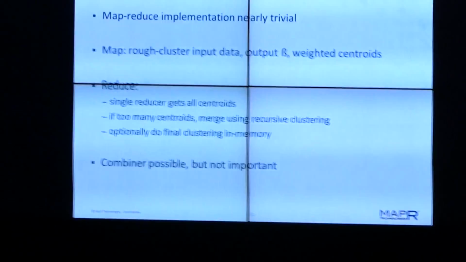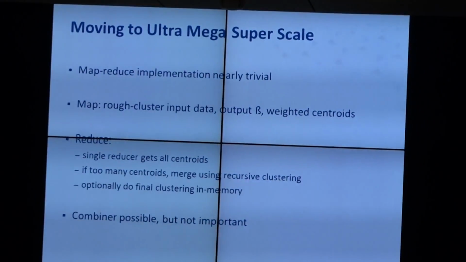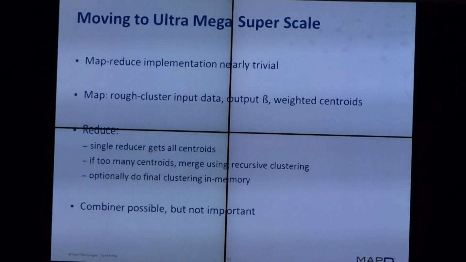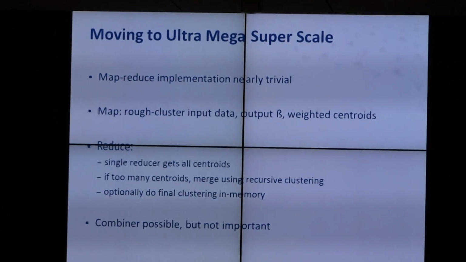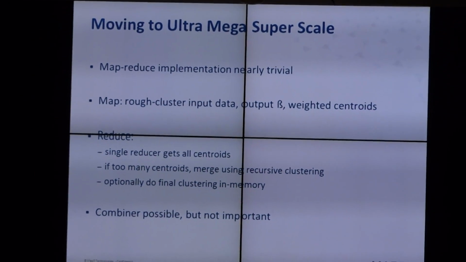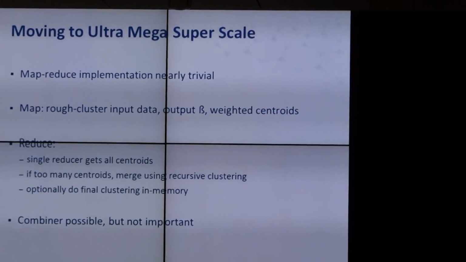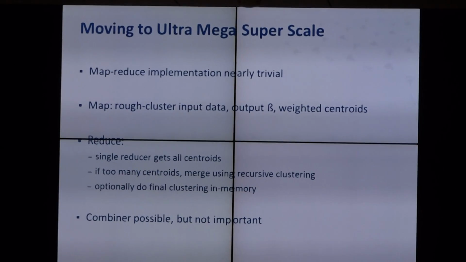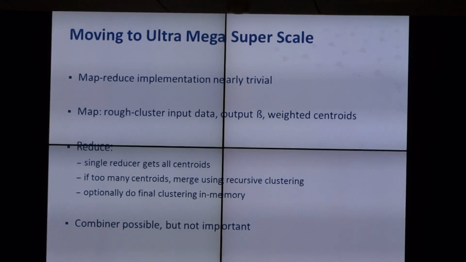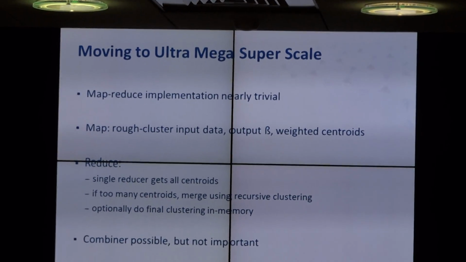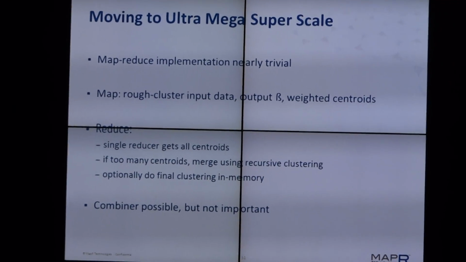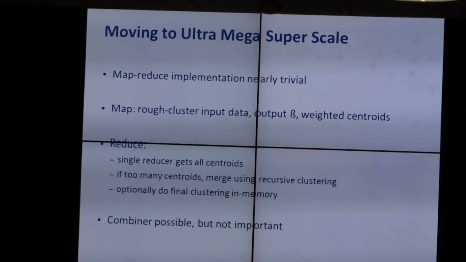And so, as I mentioned, the MapReduce implementation is easy. We just do the independent things. We throw them together. We get all the centroids in one reducer. If there's too many, we merge them the same way we merged before, and maybe change the thresholds and so on. And then we do that final clustering. We could use a combiner if we cared to, but I doubt it matters at all, because that final clustering is so small compared to the original data, and there's only one of them being moved around per mapper. It just doesn't matter. Yeah?